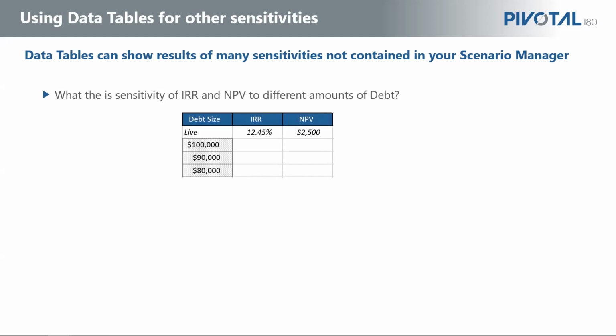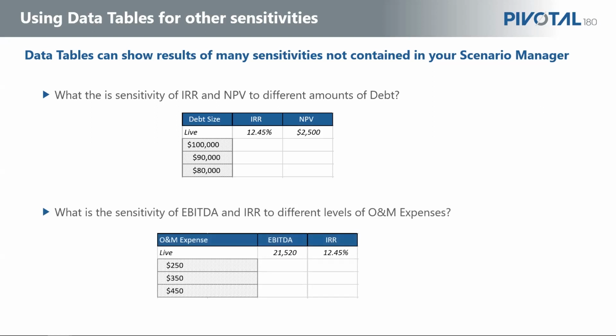And effectively, what your data table will do is take that amount of debt, put it into the cell that Excel is using to demonstrate debt size, and provide for you the corresponding IRR and NPV with each of those values. Or what is the sensitivity of EBITDA and IRR to different levels of O&M expenses? You specify the specific O&M expense in the first column of that table and tell Excel, I want you to give me the result of the corresponding EBITDA and IRR, and it will do so.